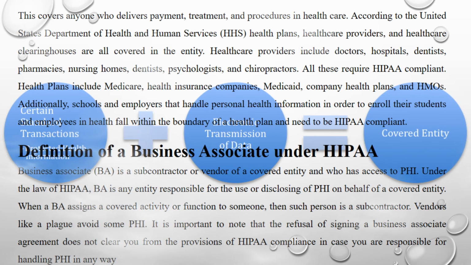Definition of a business associate under HIPAA. A business associate (BA) is a subcontractor or vendor of a covered entity who has access to PHI. Under the law of HIPAA, a BA is any entity responsible for the use or disclosing of PHI on behalf of a covered entity. When a BA assigns a covered activity or function to someone, then such a person is a subcontractor.